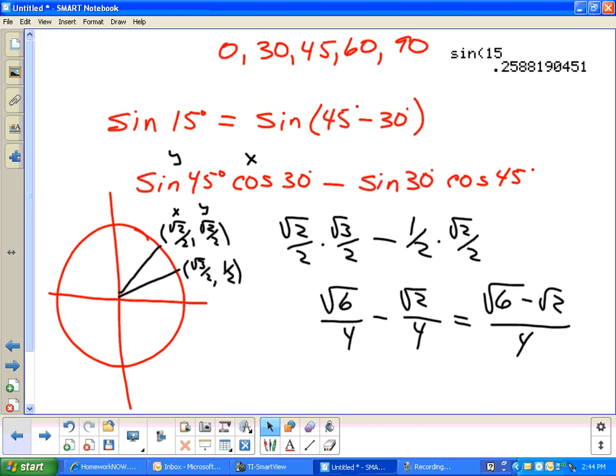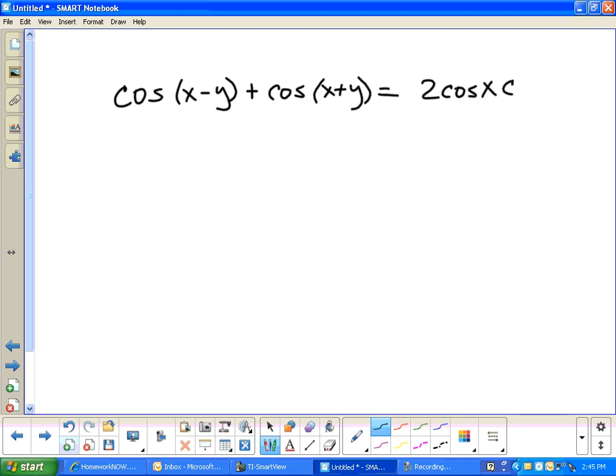Let me pick a problem like our homework. I'm going to do a very similar one to our homework problem. I'm actually going to prove an identity for you. And it turns out that's going to be equal to 2 cosine x cosine y. This is sort of a fun little proof. I'll give you a minute to work on it before I put the answer up.